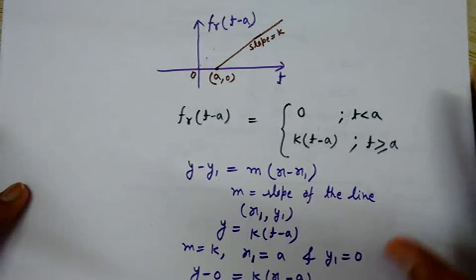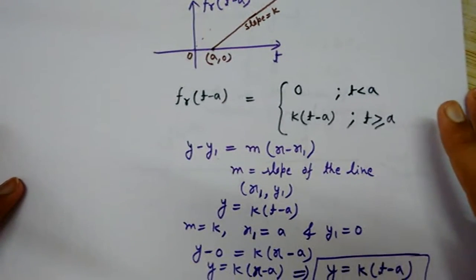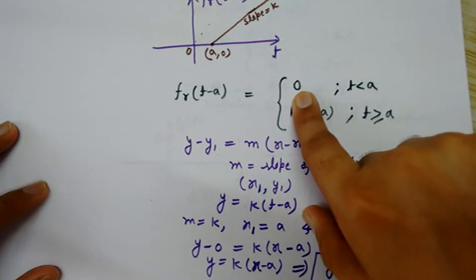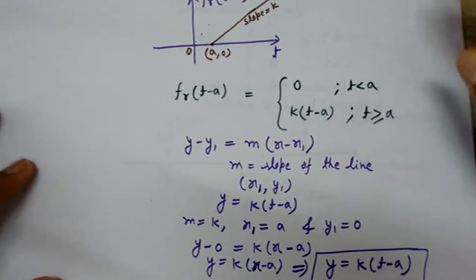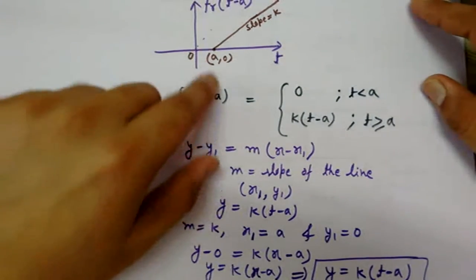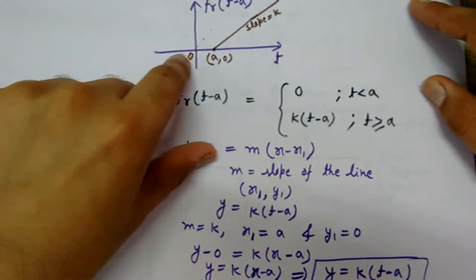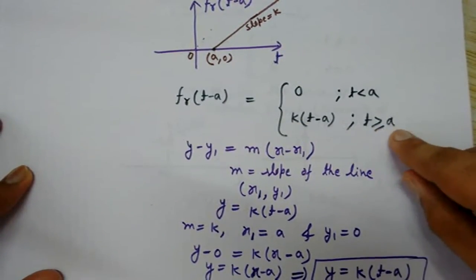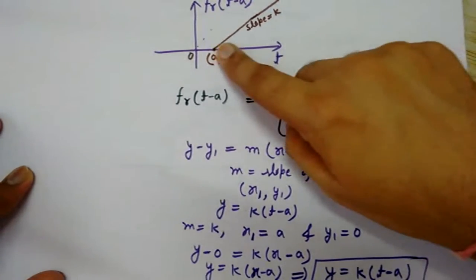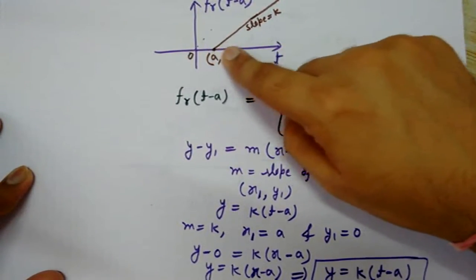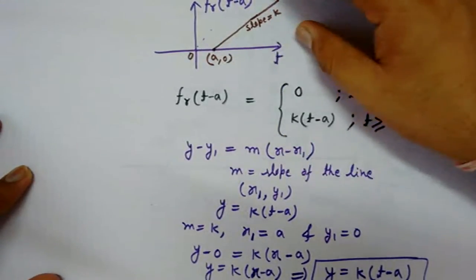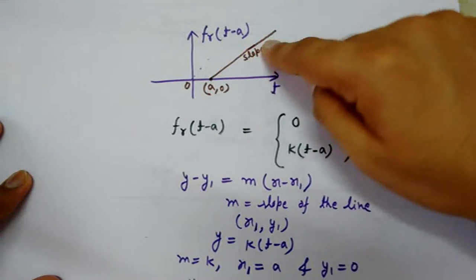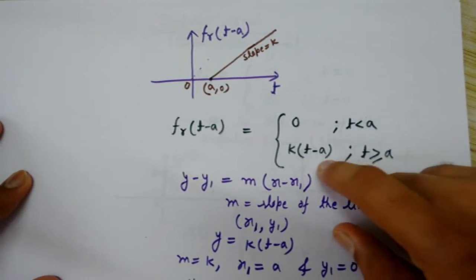So we can write it mathematically as f(t minus a) equals 0 for t less than a. Its value is 0 for values of t less than a, and its value is k(t minus a) for values of t greater than or equal to a. So if t is greater than a, this is the equation of this line: k(t minus a).